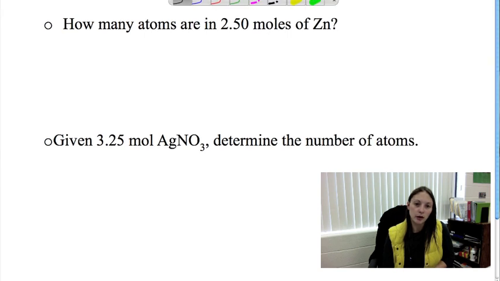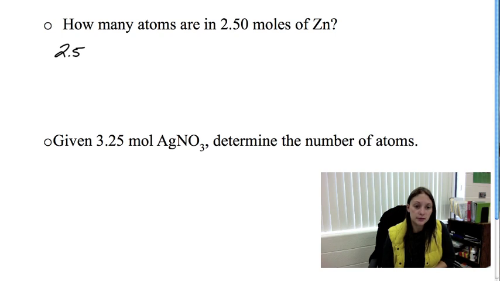So what you do is you think just like a dozen. If I had 2.5 dozens, I would multiply that by 12 to get my number of items. Well, here I'm just going to atoms. So I have 2.5 moles, and I know that there are 6.02 times 10 to the 23rd particles or atoms in a mole. So I take that times 6.02 times 10 to the 23rd.